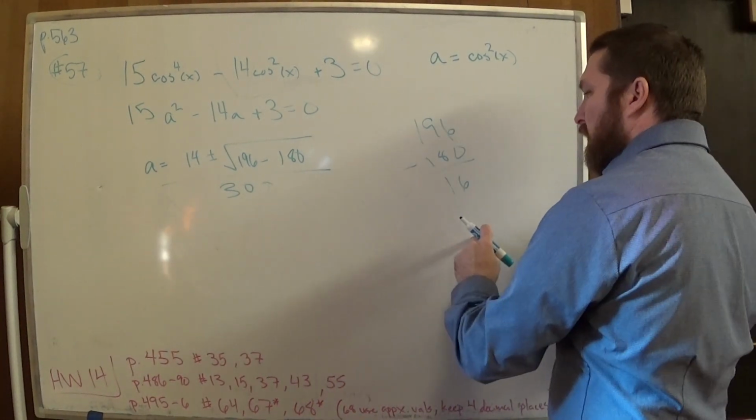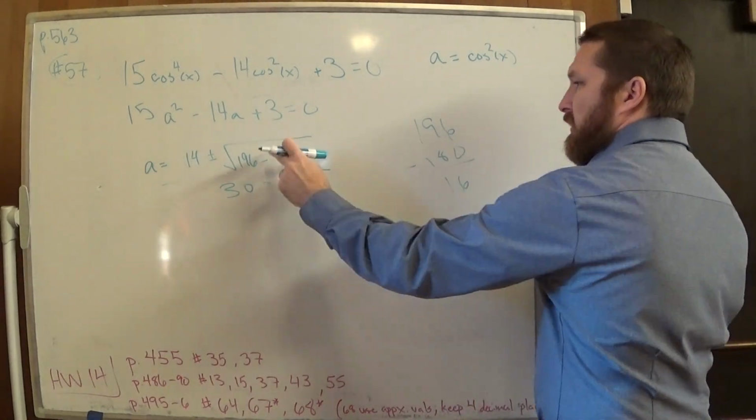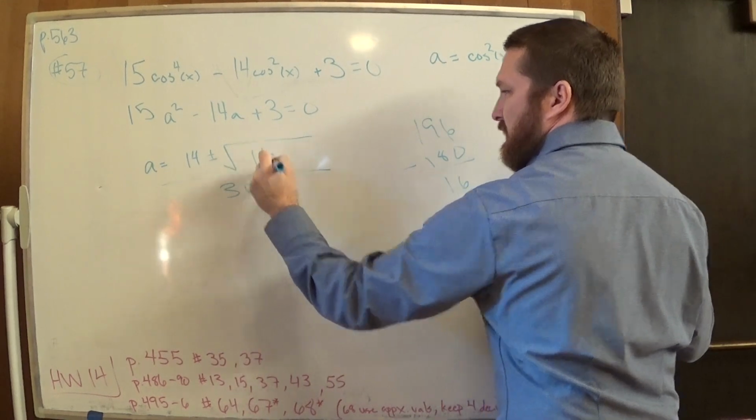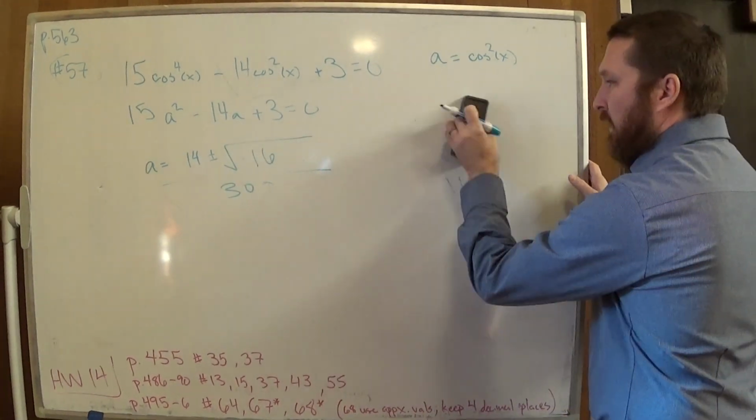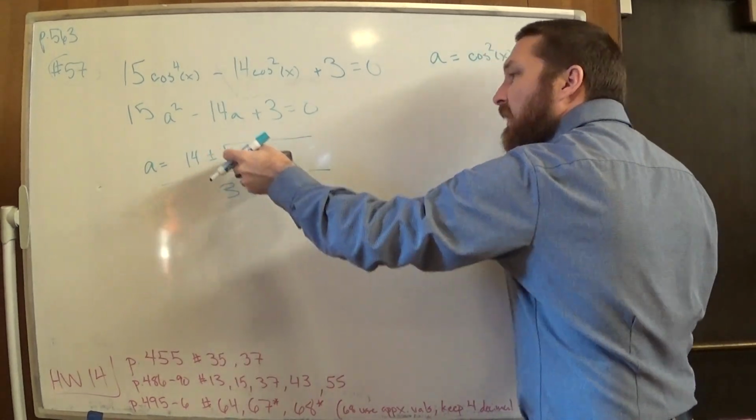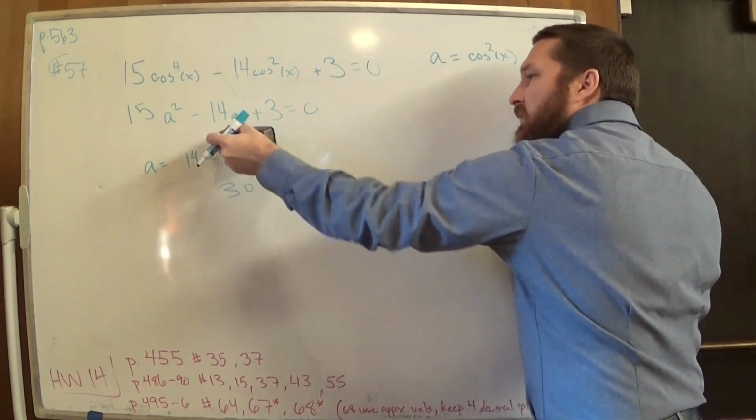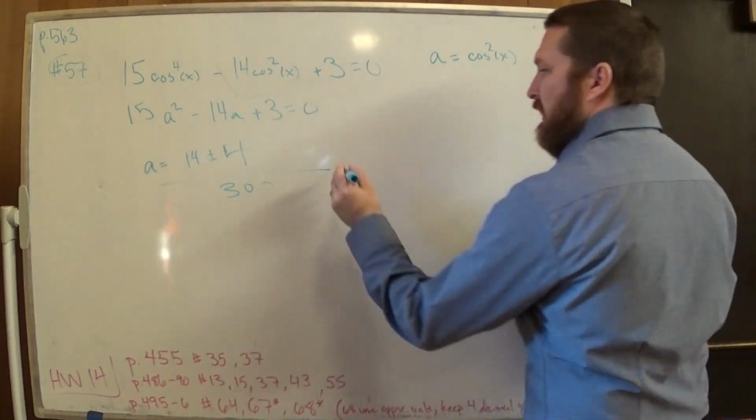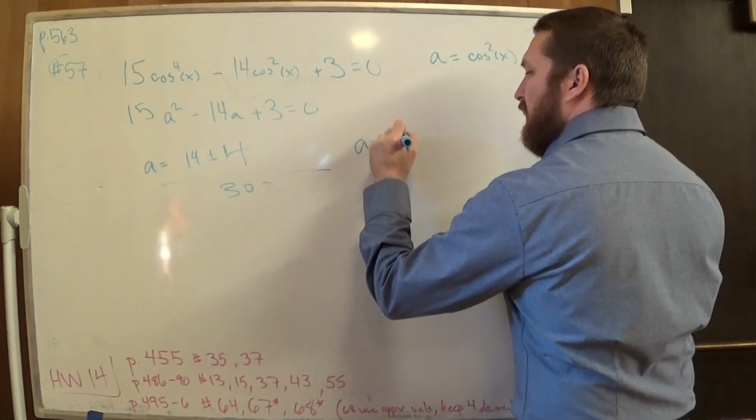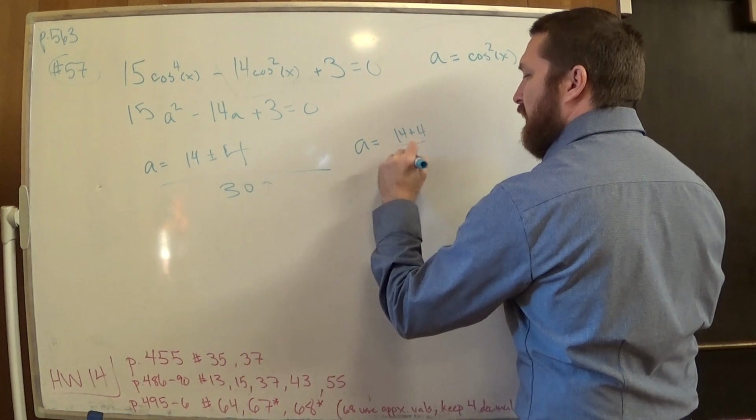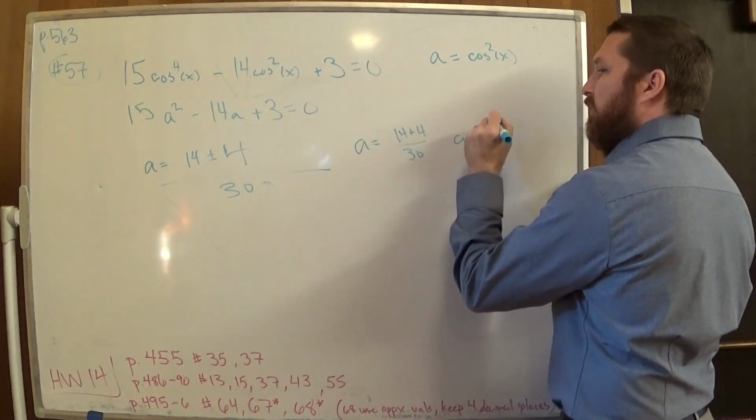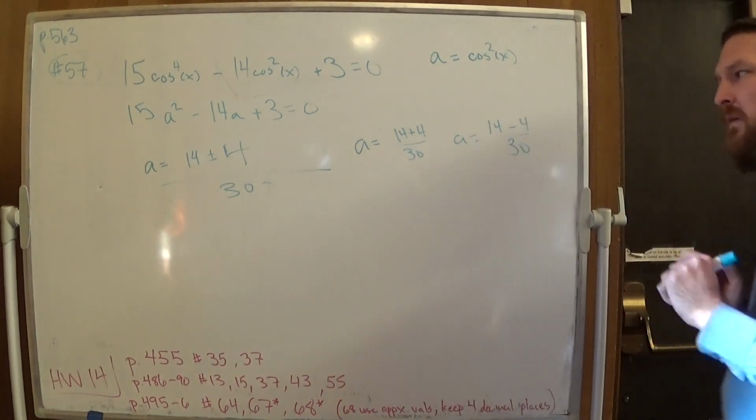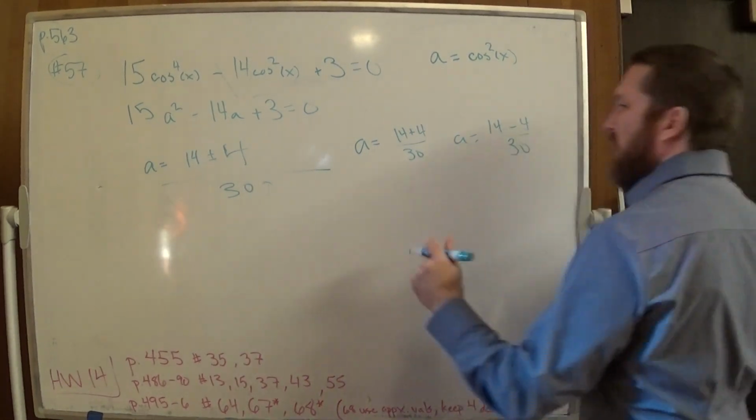Okay. So that works out to this right here. What's the square root of 16? 4. Oh man, this is getting really easy now. So get rid of that square root. We're just going to replace it with a 4. So now we have two possibilities. A is either equal to 14 plus 4 over 30, or A is equal to 14 minus 4 over 30. Everybody with me so far? Is any of this brand new or crazy or anything?